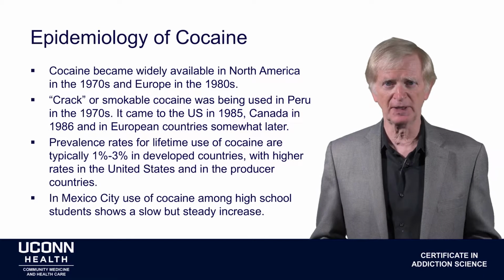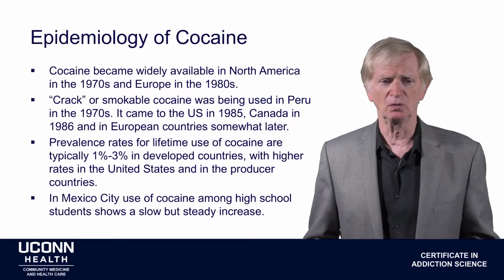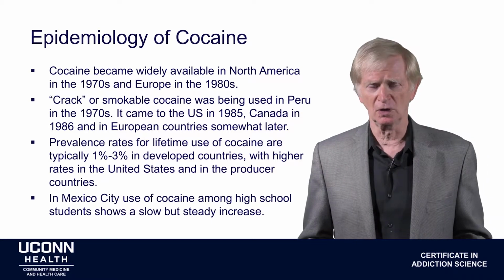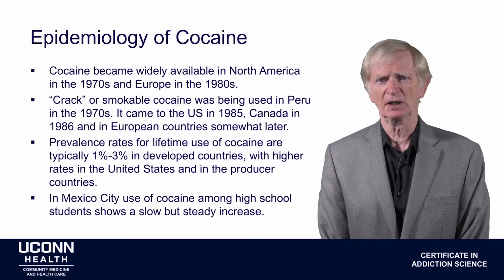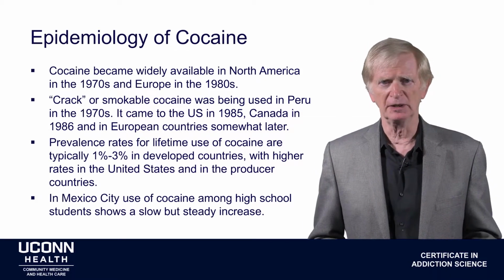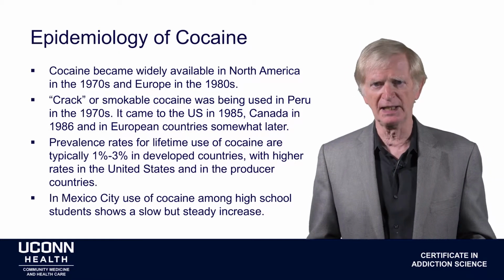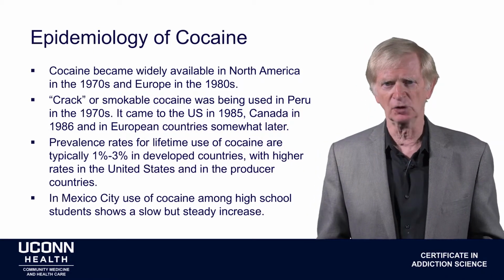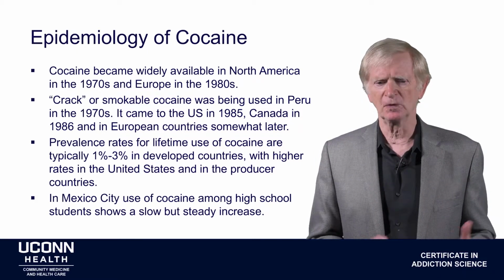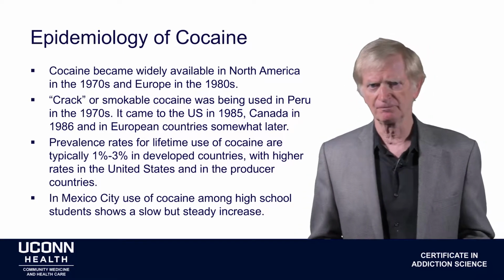Cocaine became widely available in North America in the 1970s. It was then transported through different distribution routes into Europe. And crack cocaine in particular became a major urban problem in its smokable and injectable forms in the United States in the 1980s, and subsequently Canada and Europe. So we can trace epidemics as they develop from the source within the producer countries into the consumer countries.